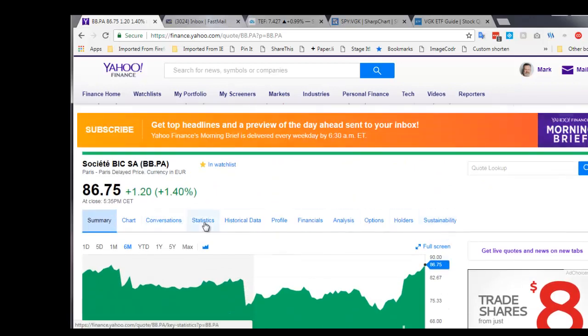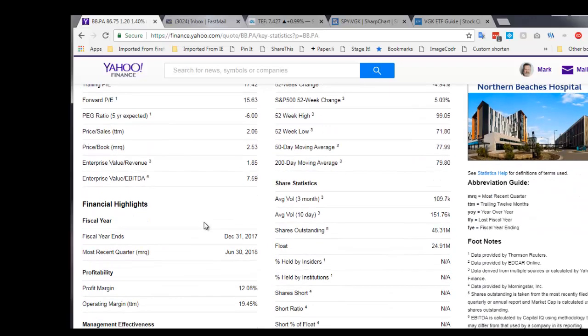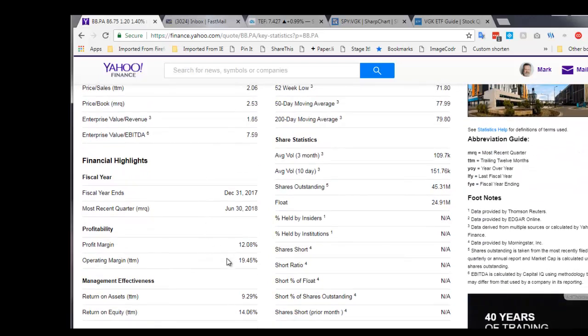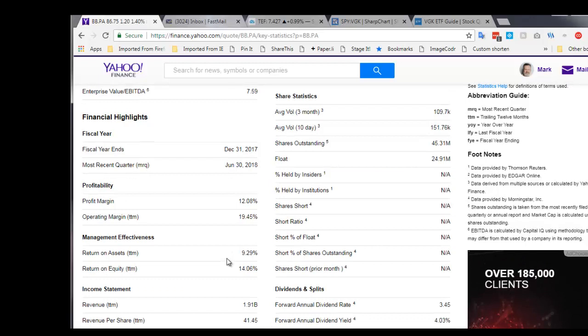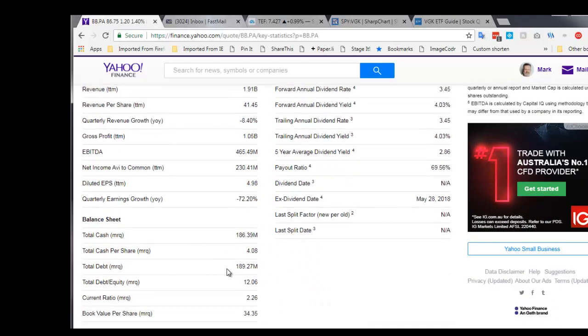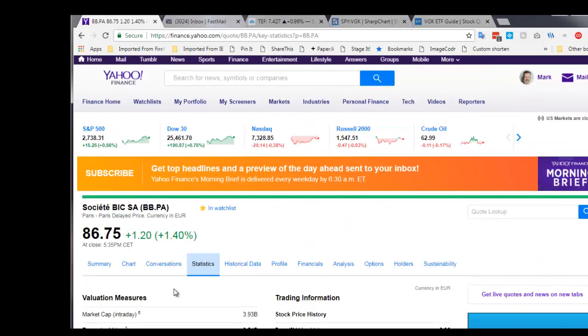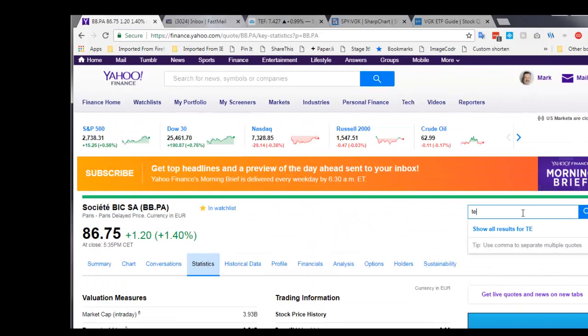I also will have a look at some of the statistical data, the financial data. The ones I want to look at particularly are margins and returns. Profit margin is 12%, operating margin is 19%. That's a perfectly solid consumer products company. Return on assets is 9%, return on equity is 14%. That's a good return. And then the next important one I'm looking for is the debt to equity ratio. This business has a debt to equity ratio of 12%, and a current ratio of 2.2 for consumer products. That is a remarkably high ratio. So that's a quick walkthrough of fundamentals.